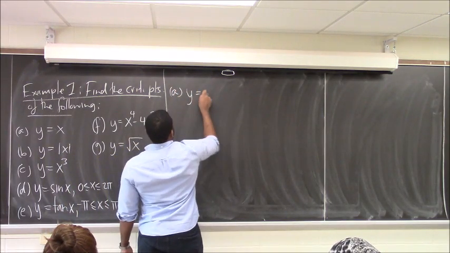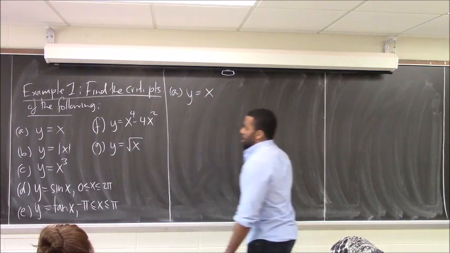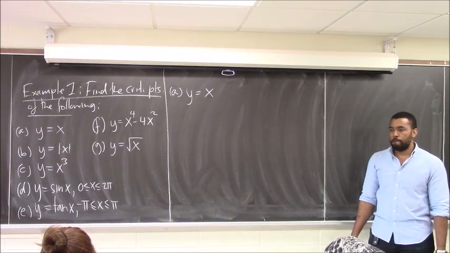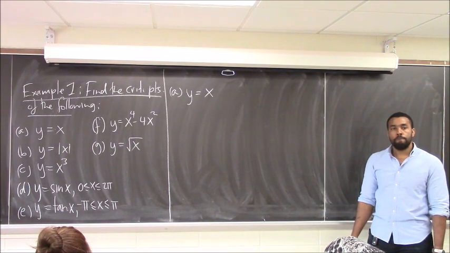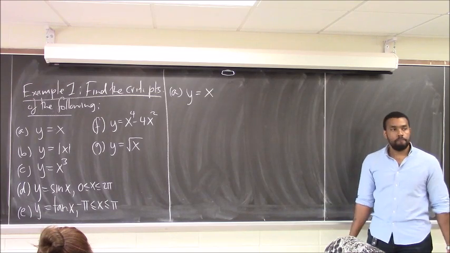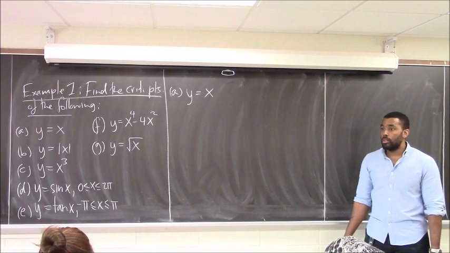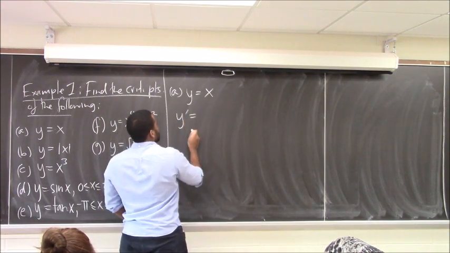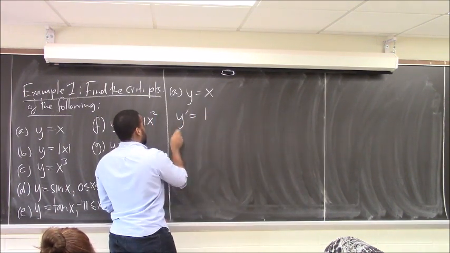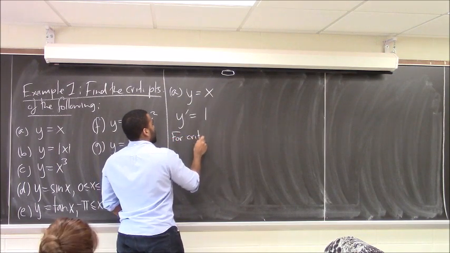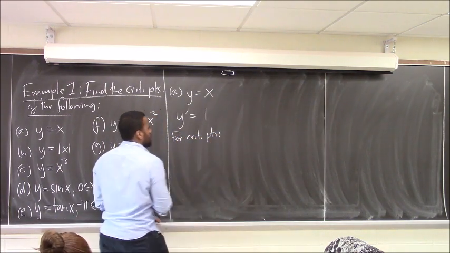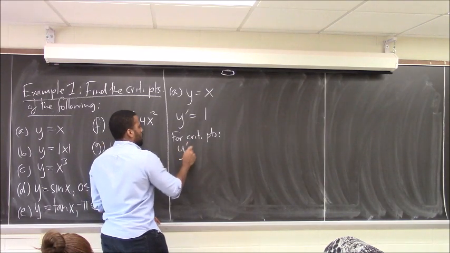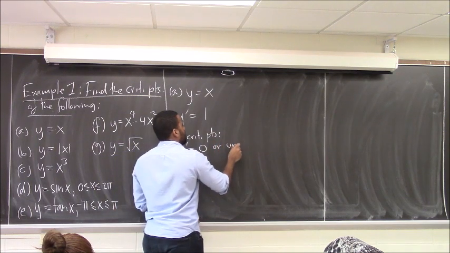Start with A. y is equal to x. How do we find critical points? You start by taking the derivative. Okay, so you have y prime equals 1. And for critical points, what do you need? Y prime equals 0 or undefined.